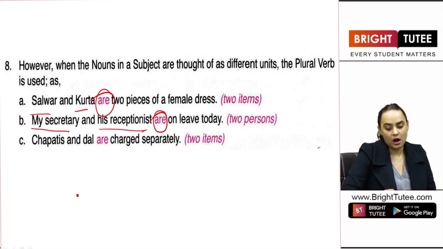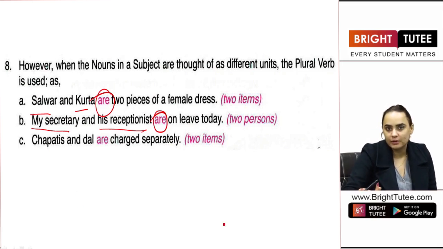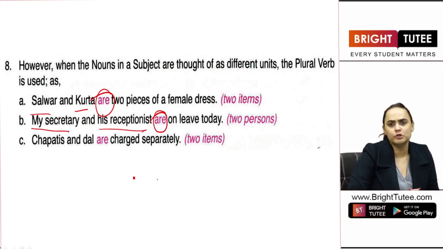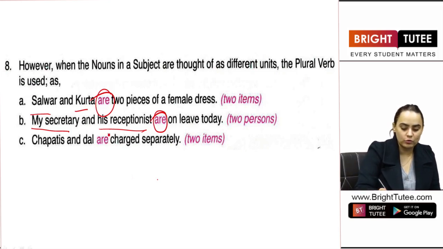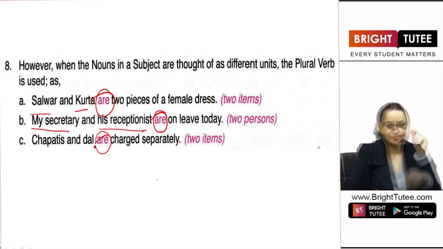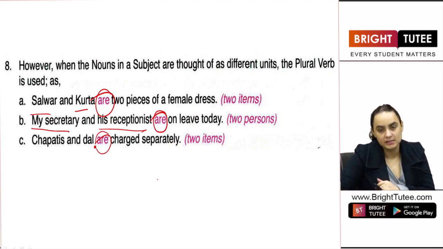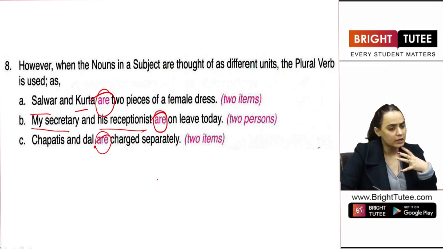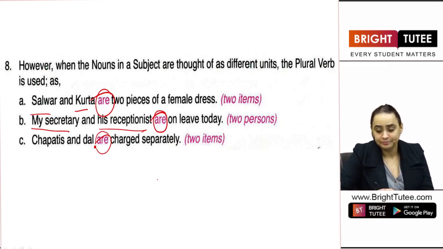Chapatis and dal are charged separately. Again, these are two different food items we are talking about, chapati and dal, which can be used together, or may not be used together as well. So, they have their own individual identity. And therefore, I am going to use a plural verb along with such subjects. Therefore, when the subject of a sentence comprises nouns which are different in nature, which have nothing in common, my verb will be plural in nature.